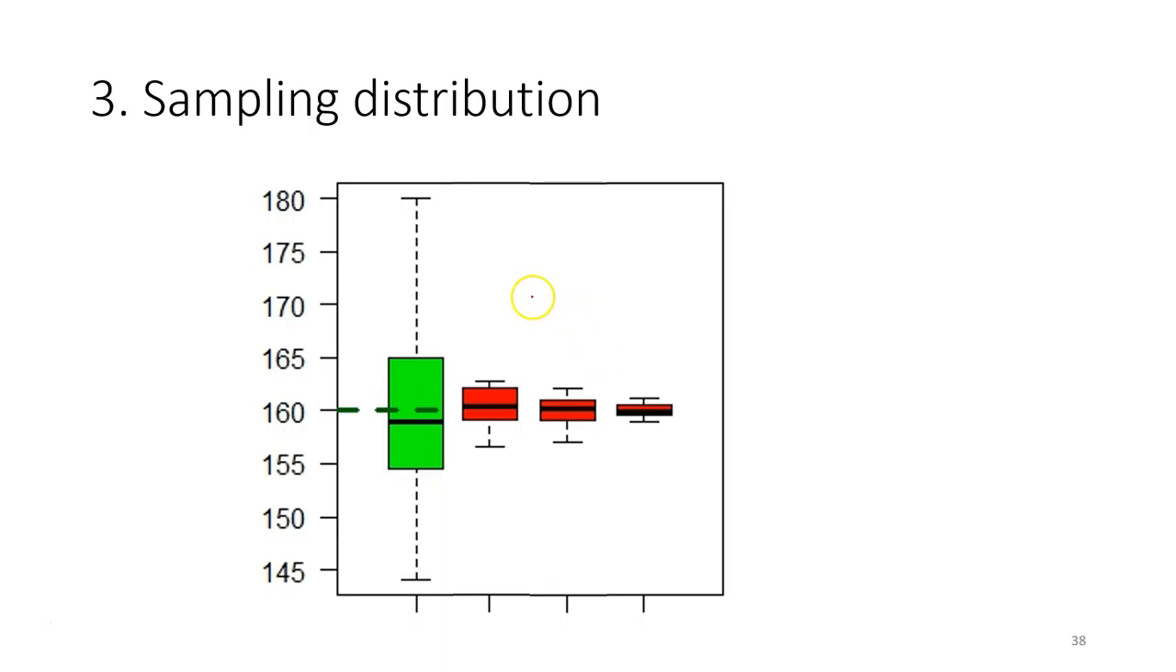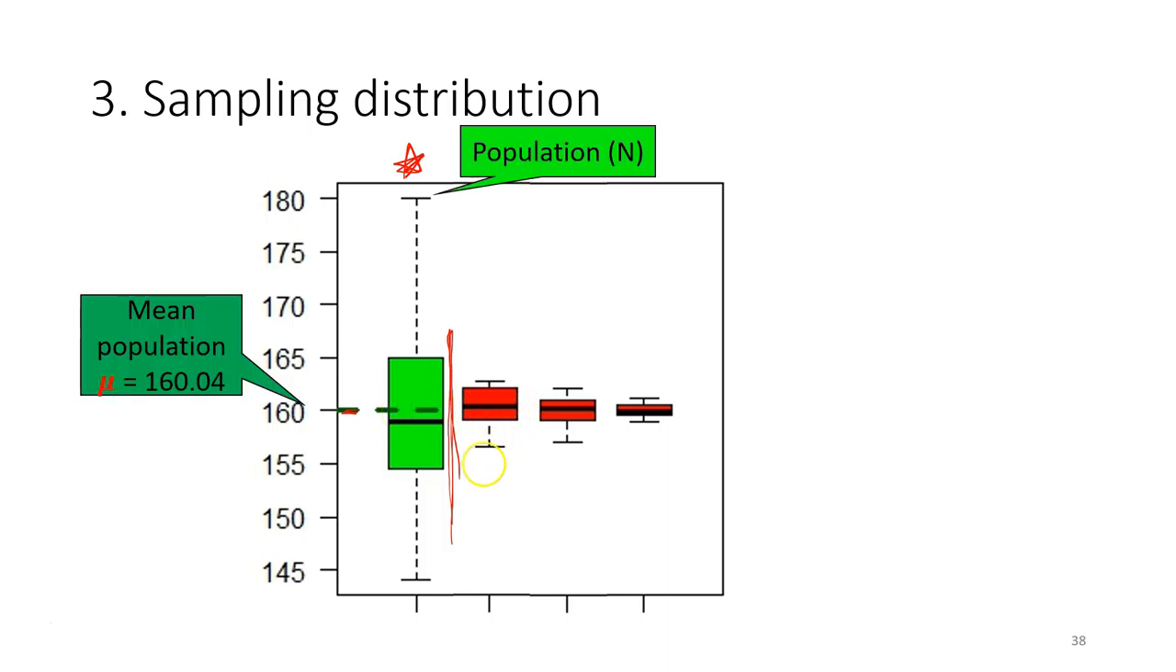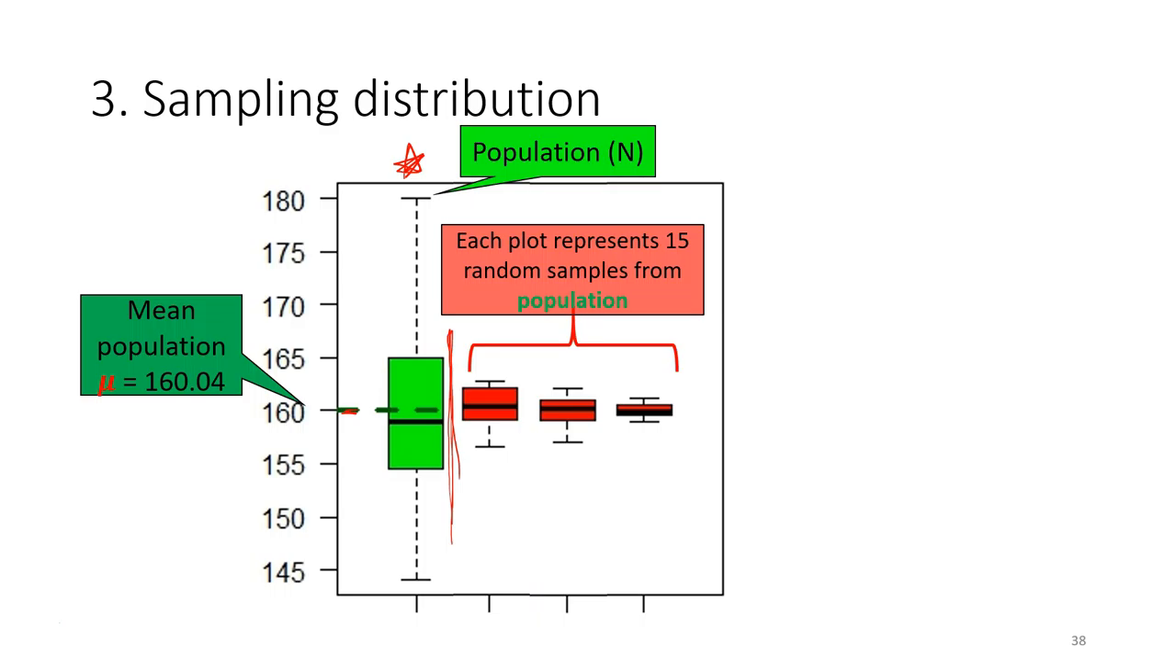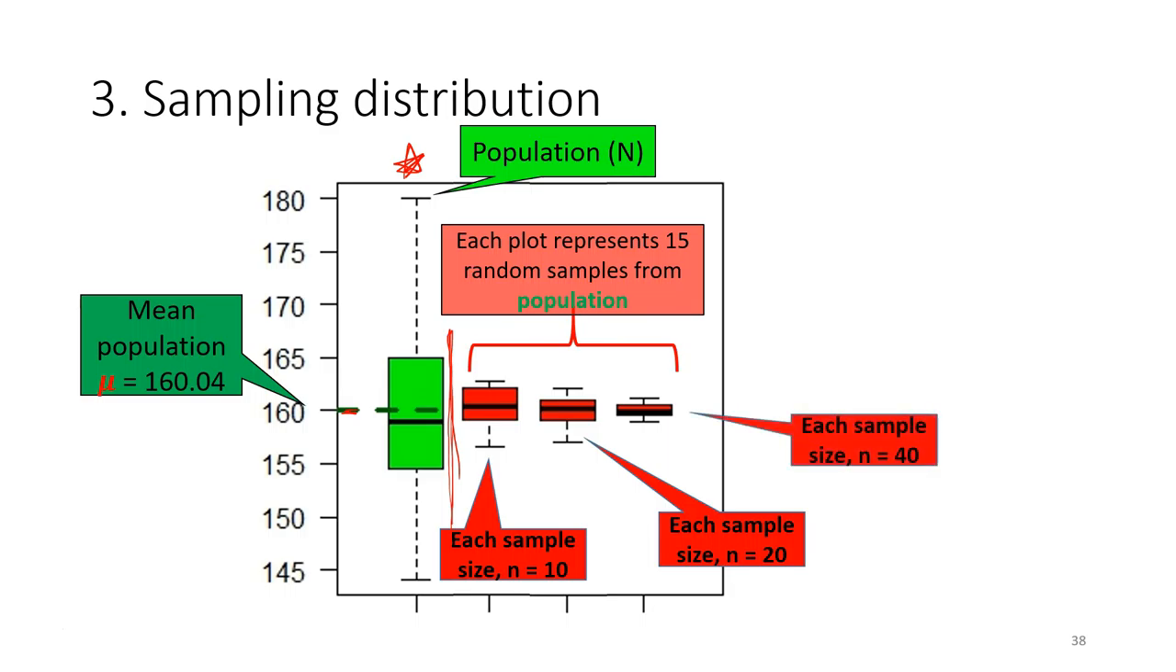If you put everything together, this is the population, the green color. Usually we don't know the exact mean. Just imagine that in most cases we don't know this. So we use the sample to estimate the population parameters. The mean of the population, let's say in this case, is 160.04. Then we bring each of these three examples from just now and put them together. It's the mean of 15 random samples from the same population. The first one has sample size 10, so each sample has 10 observations. The second one is 20 and the third one is 40.